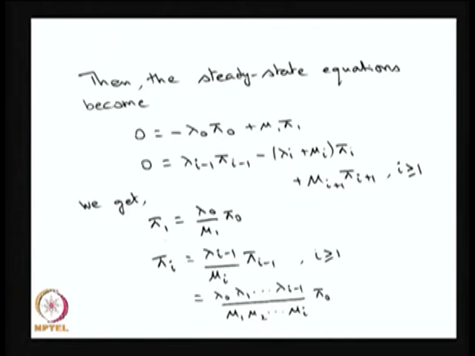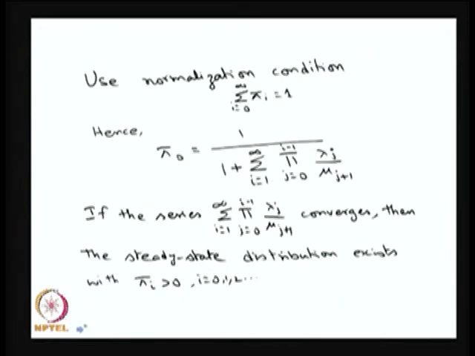From the first equation I can get pi 1 in terms of pi naught, and from the second equation I can get pi 2 in terms of pi 1, and then in terms of pi naught. Therefore, recursively I can get pi i's in terms of pi naught for all i greater than or equal to 1. Now I can use the normalizing condition, summation of pi i is equal to 1, therefore I will get pi naught equal to 1 divided by the summation of these many terms in product form.